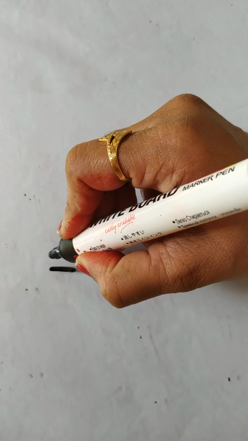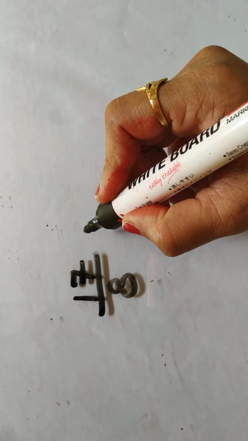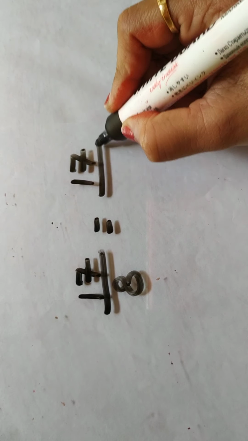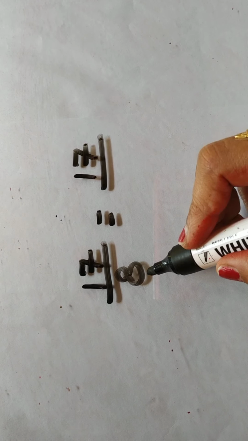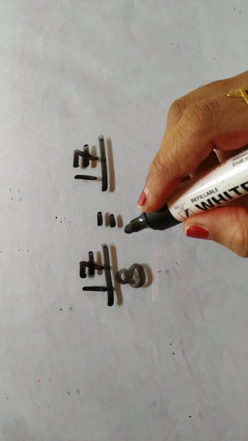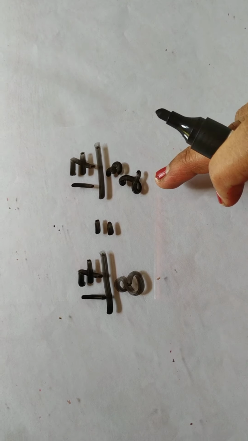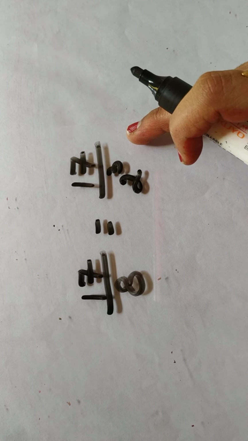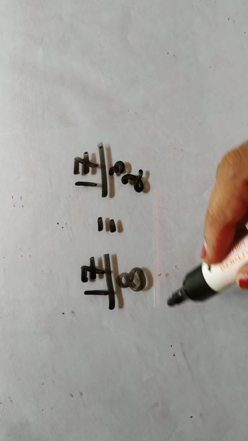Now let us see an example from your book: 17/8. It is a rational number. So which type of rational number is this? We try to prime factorize the denominator. We know that the prime factorization of 8 is 2 into 2 into 2, that means 2 to the power 3. So we can write the denominator in the form of 2 to the power 3. So it is a terminating rational number.